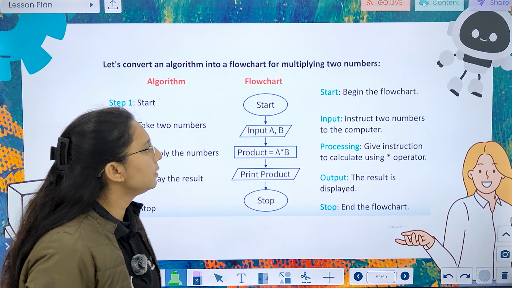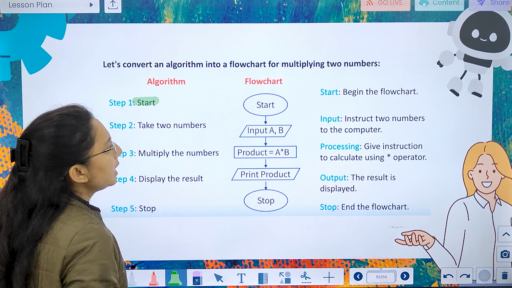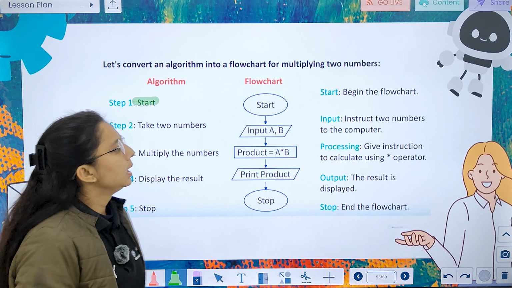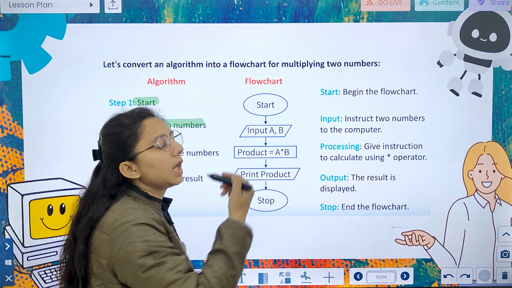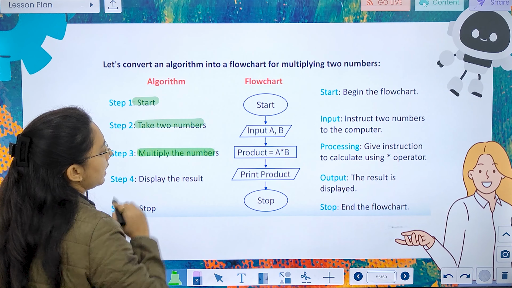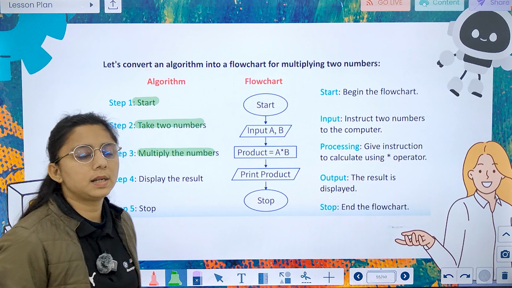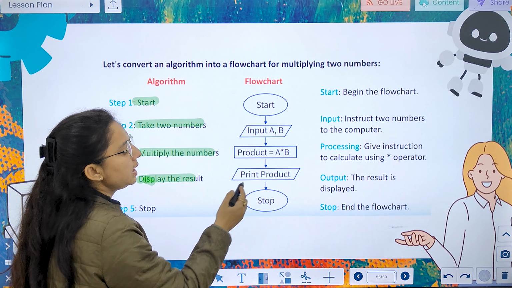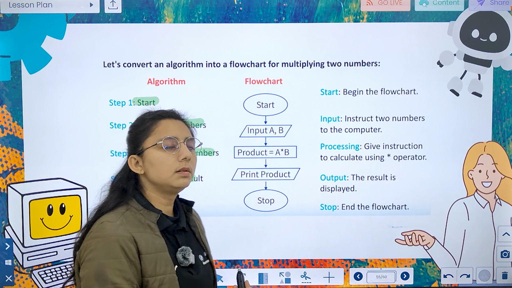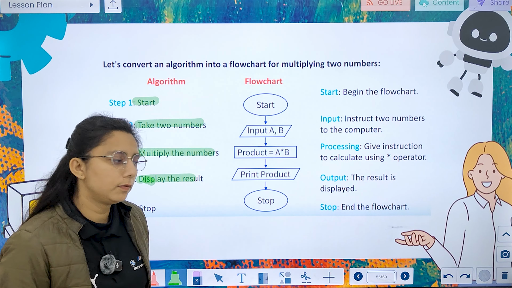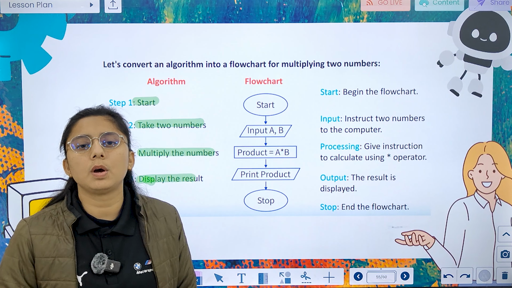Now let's convert an algorithm into a flowchart for multiplying two numbers. Start means begin the flowchart. Then take two numbers as input; we have taken input A and B. Next, multiply, giving the instruction using the multiply sign to get the product. Next, display the result: print product, our result, is the output. Then stop, which means ending the flowchart. This is the way we convert an algorithm into a flowchart.